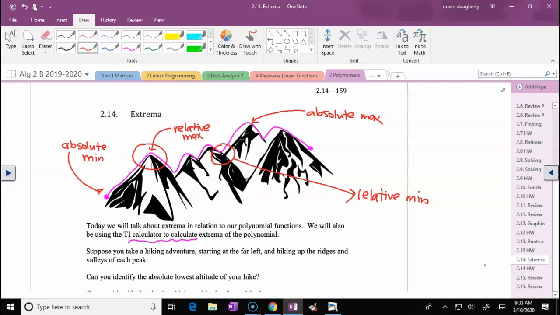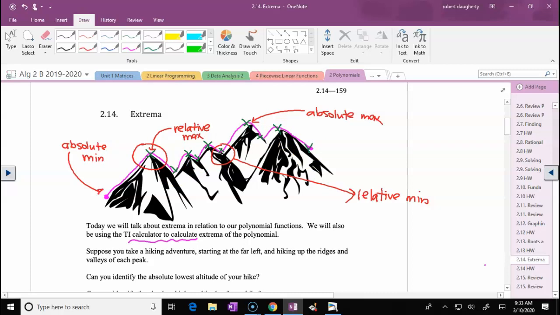Absolute means if I look at the entire journey, it's the highest point or the lowest point. Relative means that I can construct a small area or neighborhood in which it is a maximum. So if you look at it right here, that's a relative max. That's a relative max. So all of these are relative maxes. And then all of these are relative minimums, okay, that are right there. So those are all relative mins for the graph.